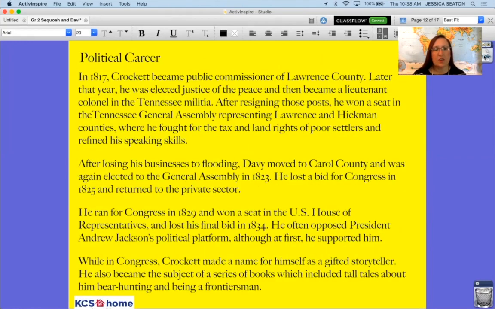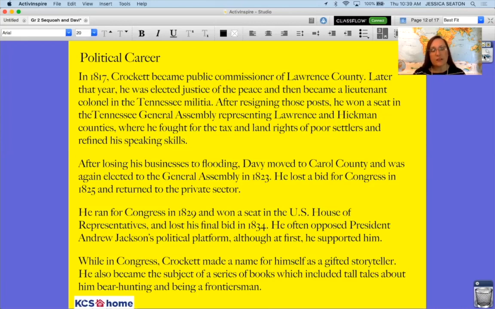In 1817, Crockett became public commissioner of Lawrence County. Later that year, he was elected justice of the peace and then became a lieutenant colonel in the Tennessee militia. After resigning those posts, he won a seat in the Tennessee General Assembly representing Lawrence and Hickman counties, where he fought for the tax and land rights of poor settlers and refined his speaking skills. After losing his businesses to flooding, Davy moved to Carroll County and was again elected to the General Assembly in 1823. He lost a bid for Congress in 1825 and returned to the private sector.